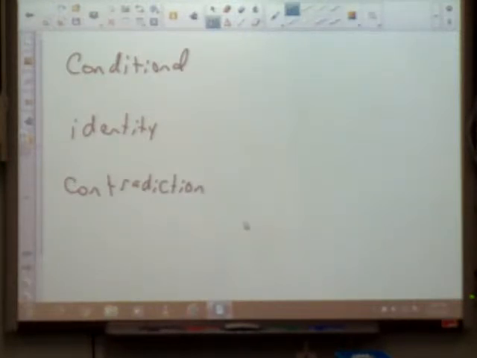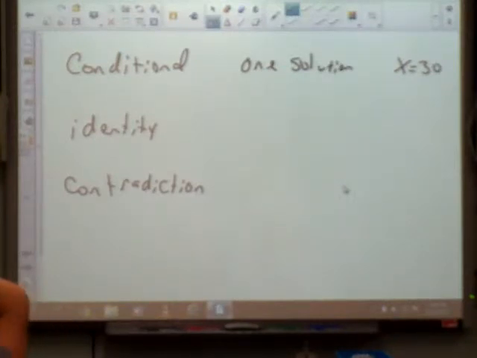Okay, all of the equations that we've solved so far today have been conditional because they had one solution. For example, we got an answer just now that said x equals 30. You just get a normal solution, a plain old answer. That's called a conditional equation. Just a new word in case you ever hear that in your future.